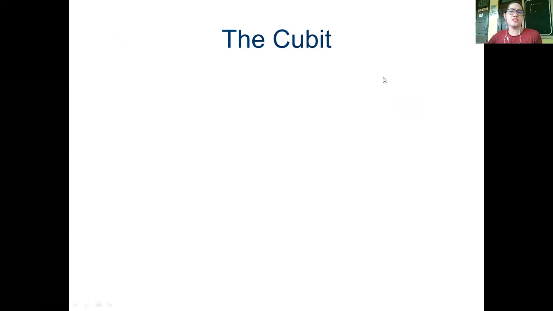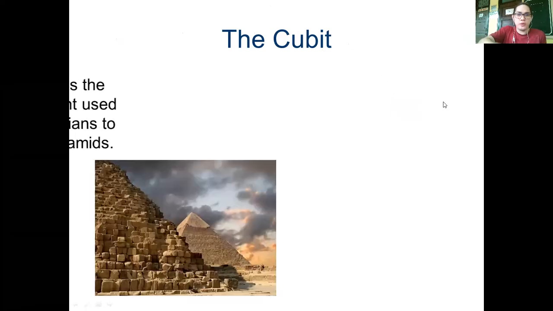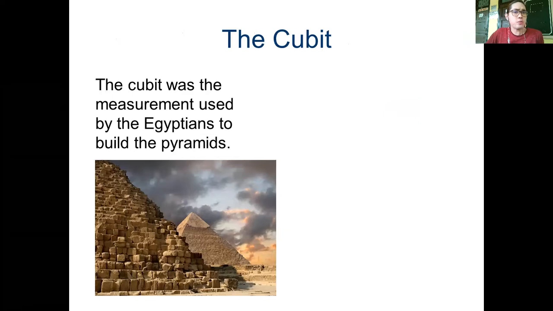So let's start with the cubit. What is a cubit? The cubit was the measurement used by the Egyptians to build the pyramids. Amazing, isn't it? If you are fanatic about reading the Bible, the cubit is mentioned there too. It is really true that the cubit was the common measurement used during the civilization of Egypt to build a pyramid.